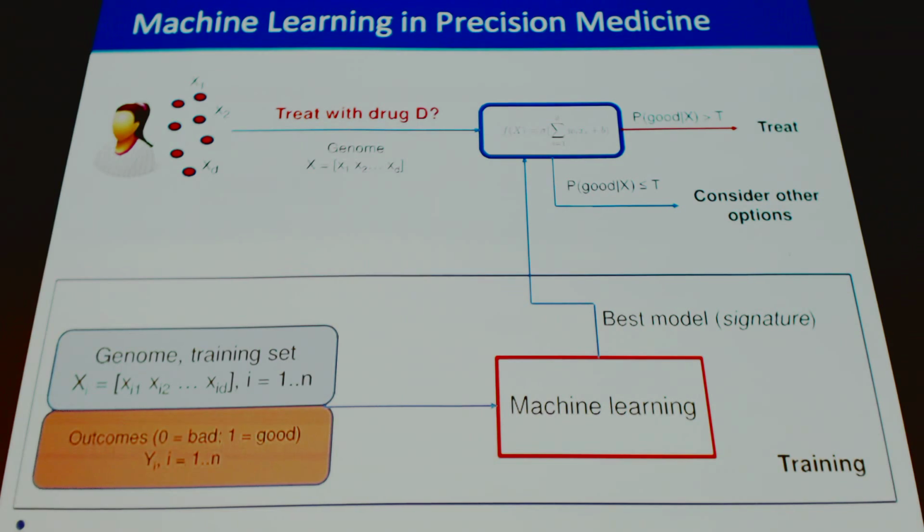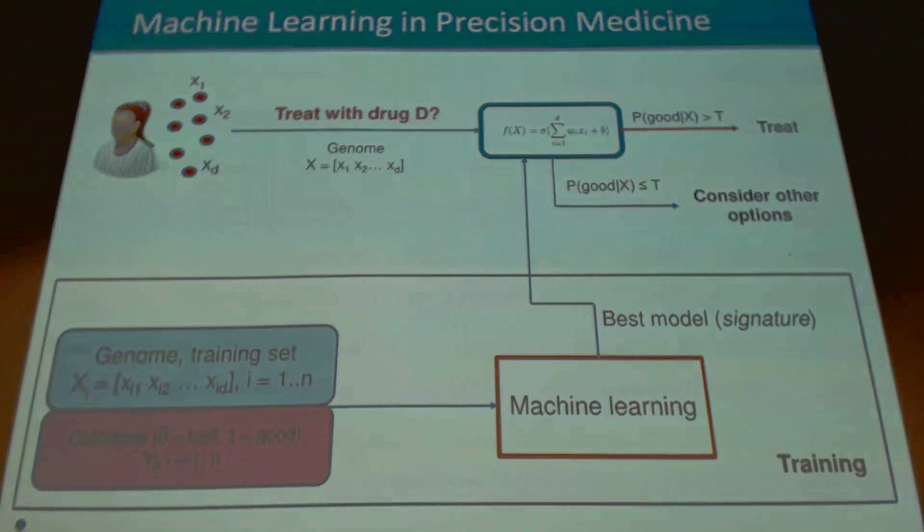Now it's down to a couple of thousand, so it's becoming clinically possible to actually do this in routine care. So the question is then, how do you get this predictor which gives you a probability whether you should treat the person or not? That's a classical machine learning problem.